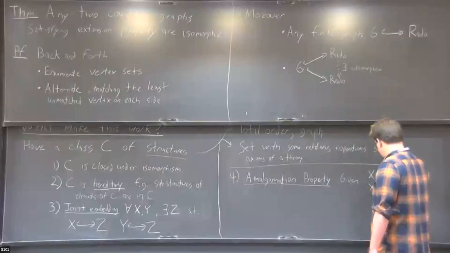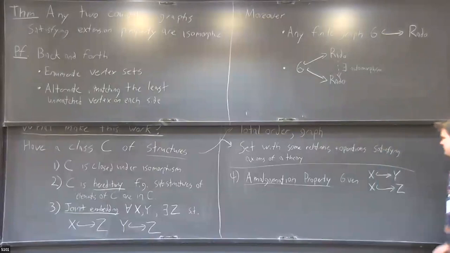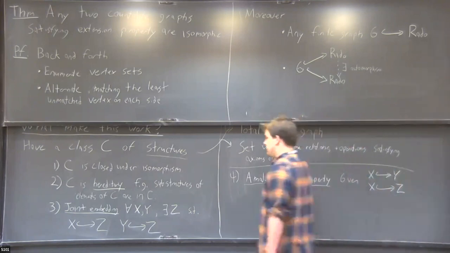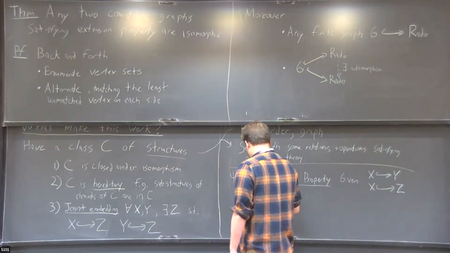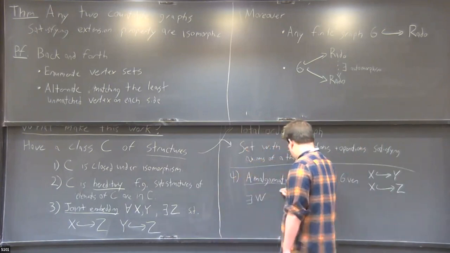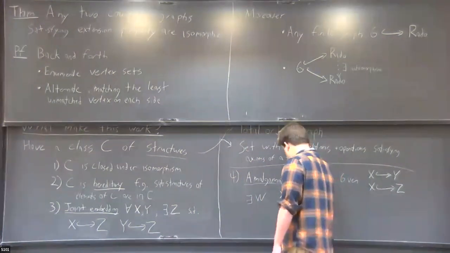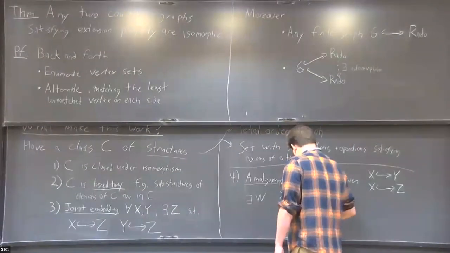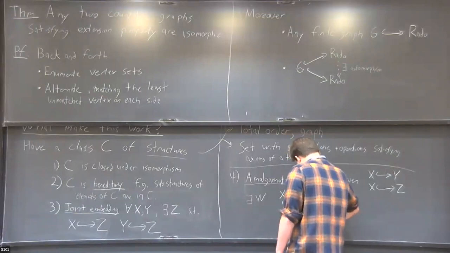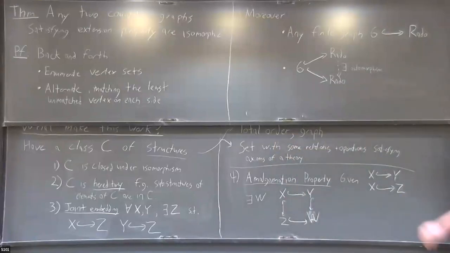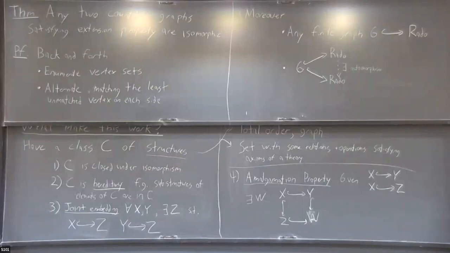embedded in two things, right? So I have two embeddings of X in my class of structures. There exists a W where X embeds, so there exists some W that contains both Y and Z glued along X, amalgamated along X.